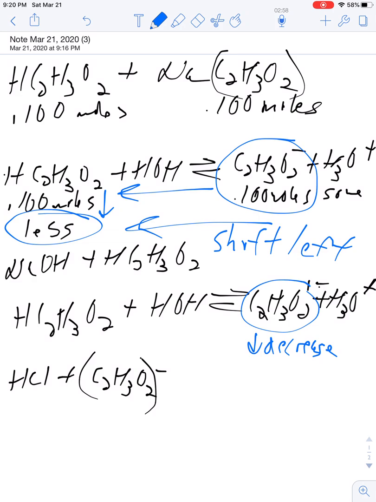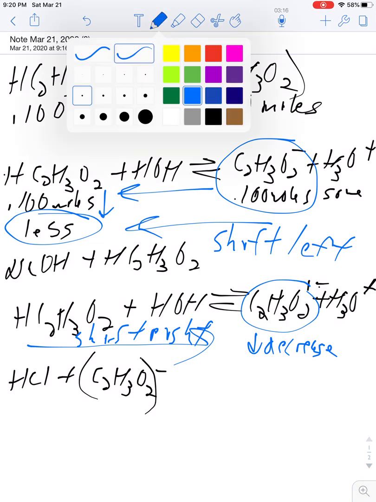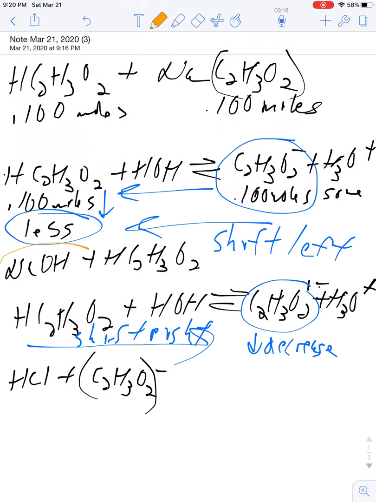Well, what does Le Chatelier's principle state? Well, if the stress is this thing decreasing, well then my reaction is going to shift right to counteract that decrease. So it doesn't matter if I add a base or if I add an acid, the system will shift left or right to counteract that stress. That's how buffers work.